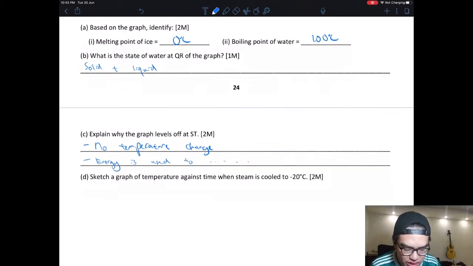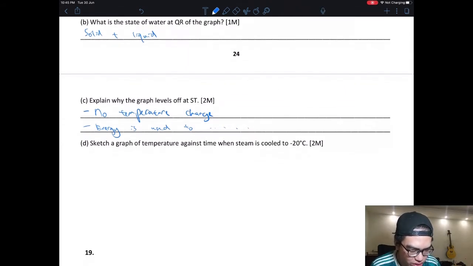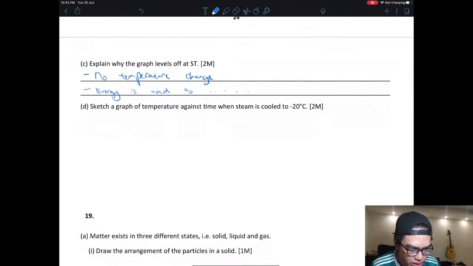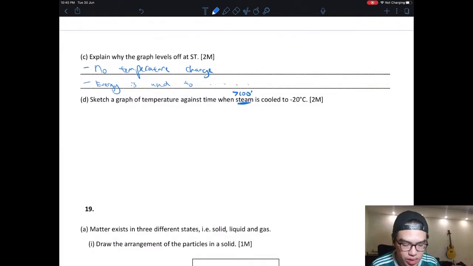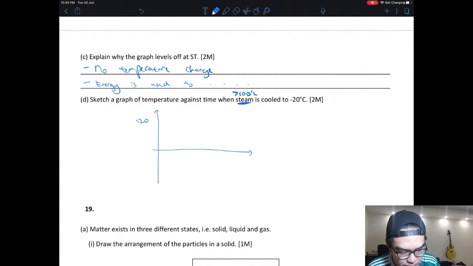D, sketch a graph of temperature against time when steam is cooled to negative 20. So steam is more than 100. Steam can be 120. Your graph should look like this. Oops, sorry. So this is temperature, and let's say this is 120.